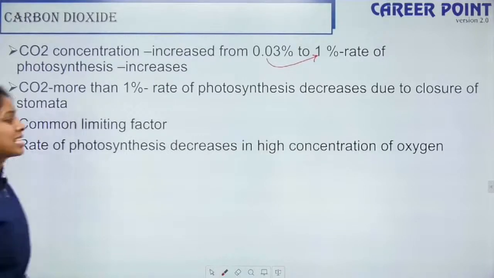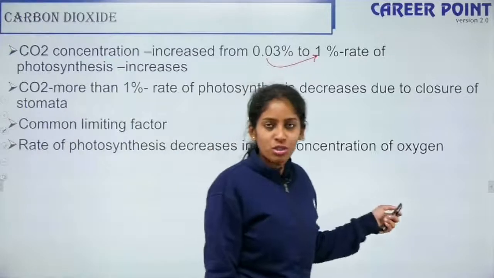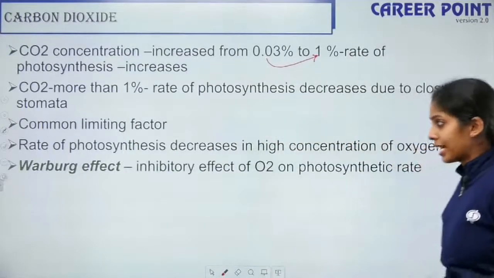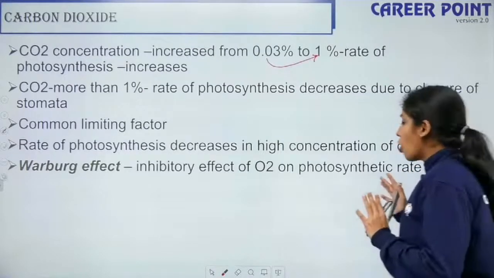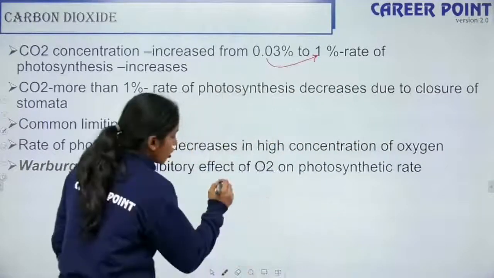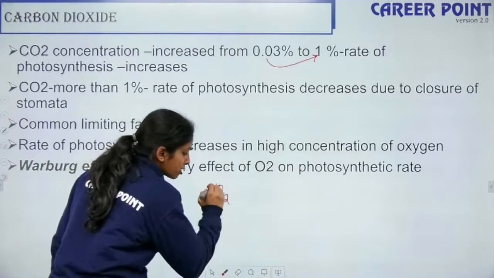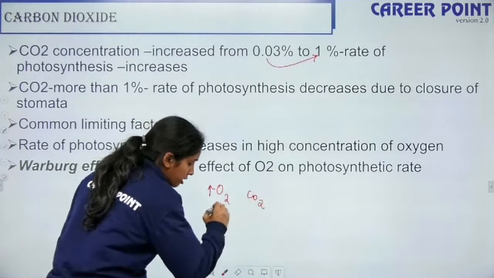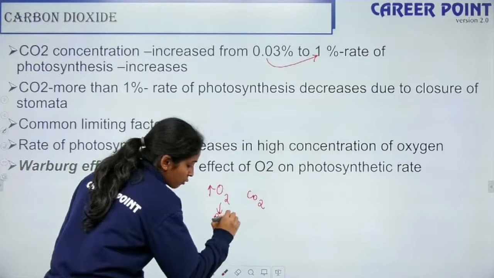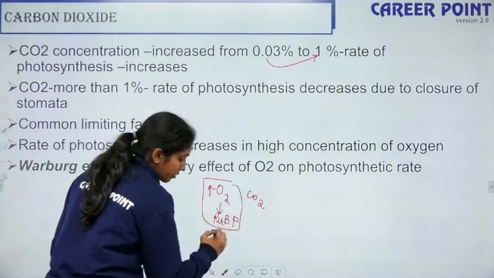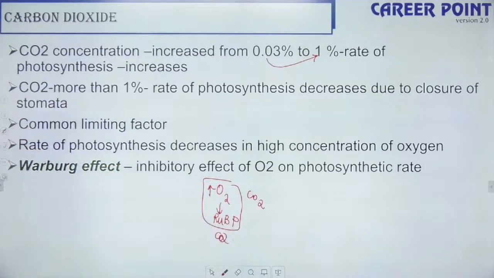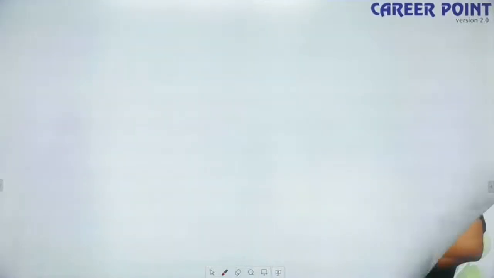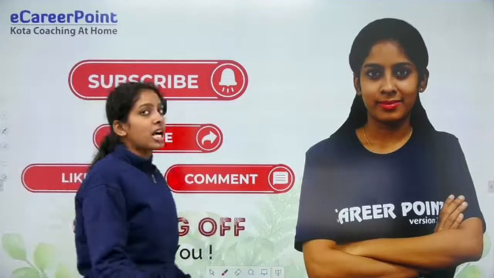The rate of photosynthesis decreases in high concentration of oxygen because it leads to the C2 cycle. There is something called the Warburg effect, the inhibitory effect of oxygen on the photosynthetic rate. When the oxygen concentration is more than the carbon dioxide, oxygen binds to RuBP, thus forming the C2 cycle. Right? So this is the Warburg effect, the inhibitory effect of oxygen on the photosynthetic rate. Sorry, that was about your carbon dioxide.